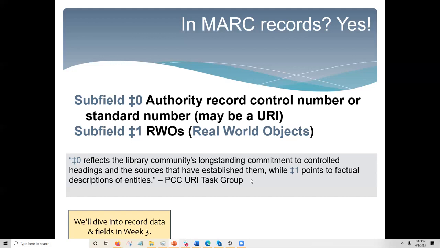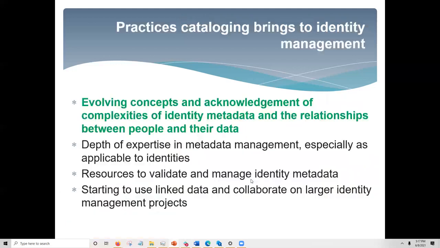So we're going to dive more into record data in week 3. We're just seeing what we're doing right now.